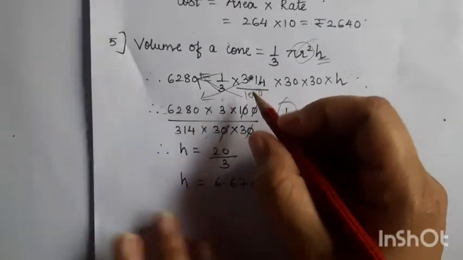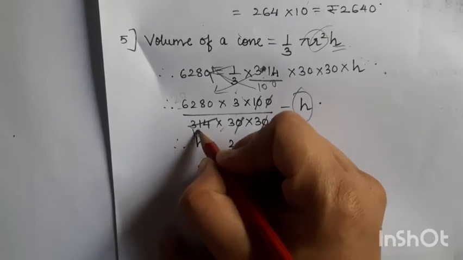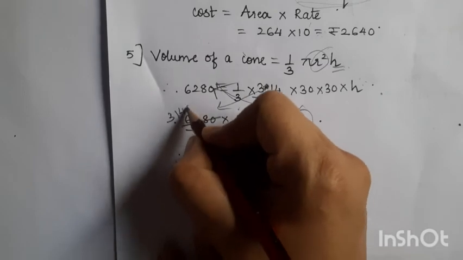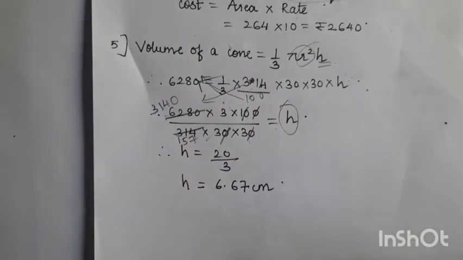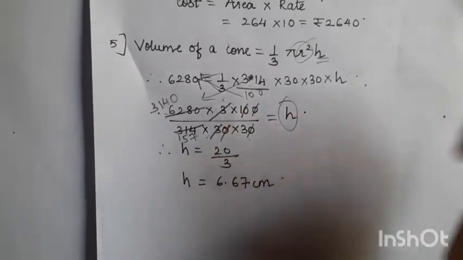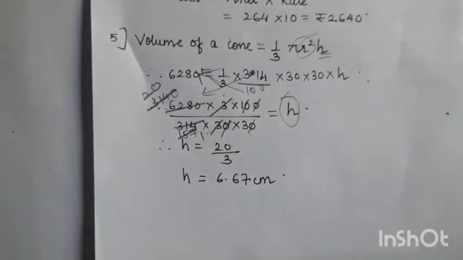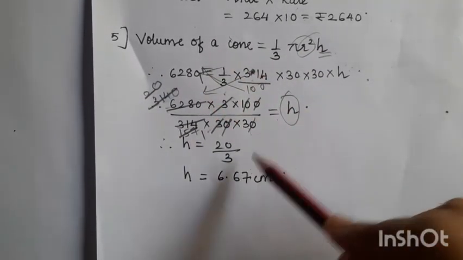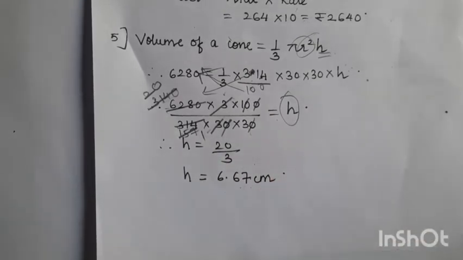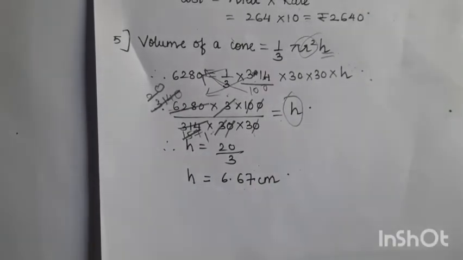Okay, 0 is already gone. So I check by this. 2 ones are 2, 2 fives are 10, 2 sevens are 14, 2 threes are 6, 2 fours are 8. Okay. Next, this 3 and 3 could be cancelled. 157 ones are 157, 157 twenties are 20 upon 3. So you divide 20 by 3, you get height is 6.67 centimeter. So you get the height as 6.67 centimeter.